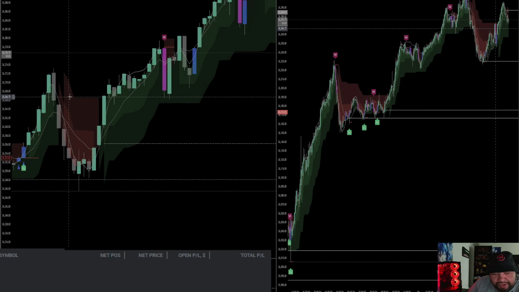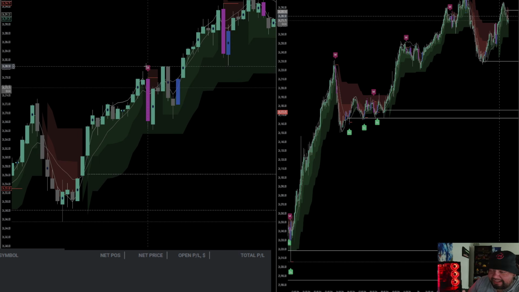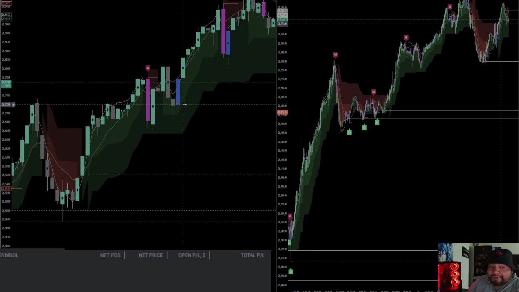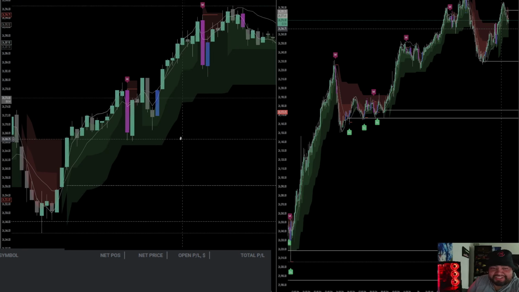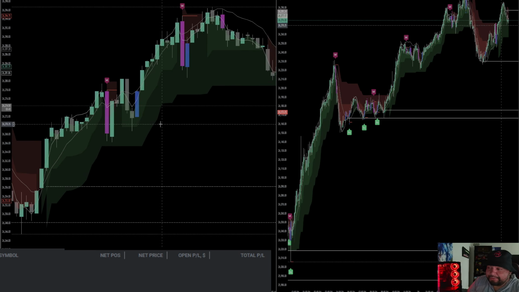So you guys, this is where I use the cloud as a little guidance when I see these monster purples. And I've seen some of you play the retracements. Can you do it? Yes. Do I recommend it? Not always. Personally, I don't like to play the retracements. I used to, but sometimes they will go fast. So that's a risky thing.